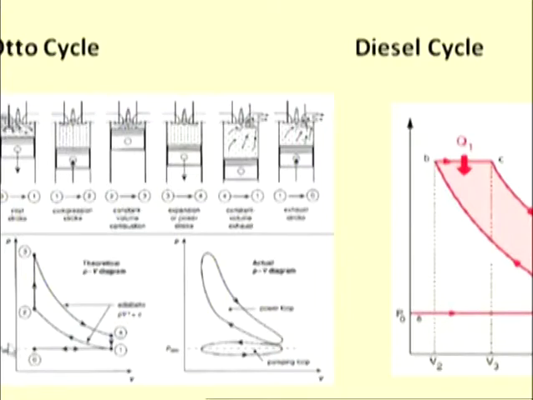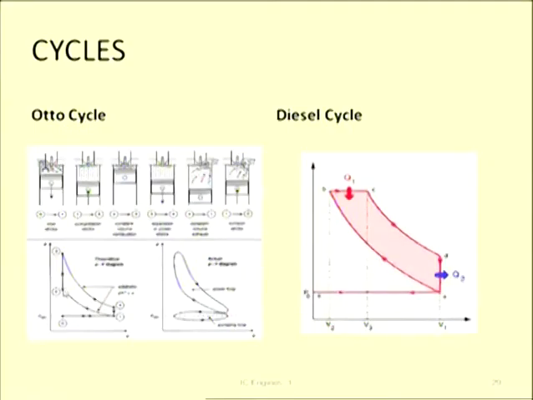So this is the PV diagram for the Otto cycle. One is a straight line, meaning constant pressure suction, then compression, heat injection, heat inlet, expansion and exhaust. This is the ideal cycle, the ideal PV diagram for the Otto cycle.